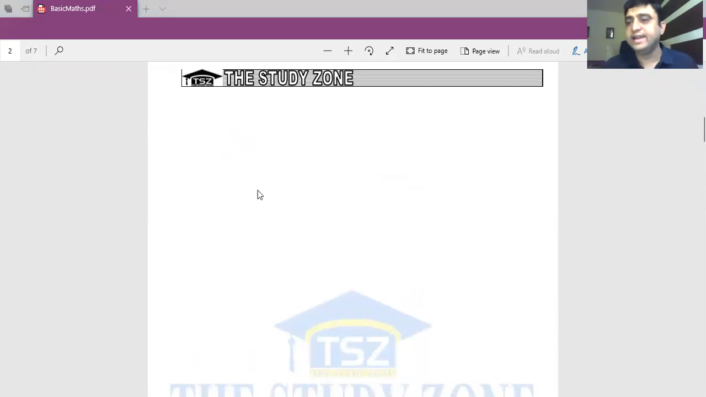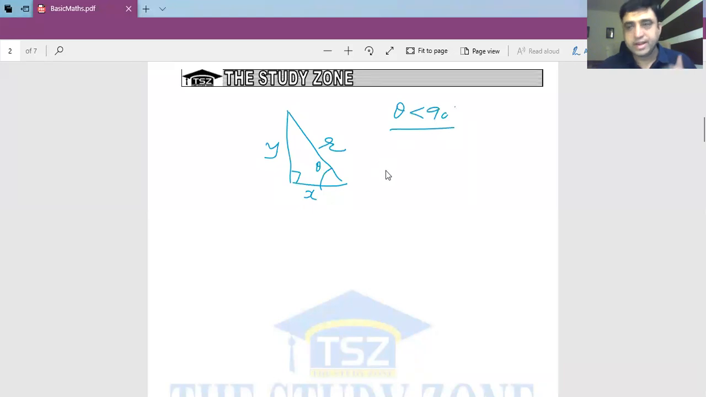Okay, so far till 10th standard you have studied trigonometry for right angle triangle only. Suppose this is a right angle triangle. Let it be x, let it be y, let it be r, and let this angle be theta. It means so far you dealt with the angle which is less than 90 only, that is acute angle only. But now in 11, 12 you will deal with the angle which is more than 90 also.